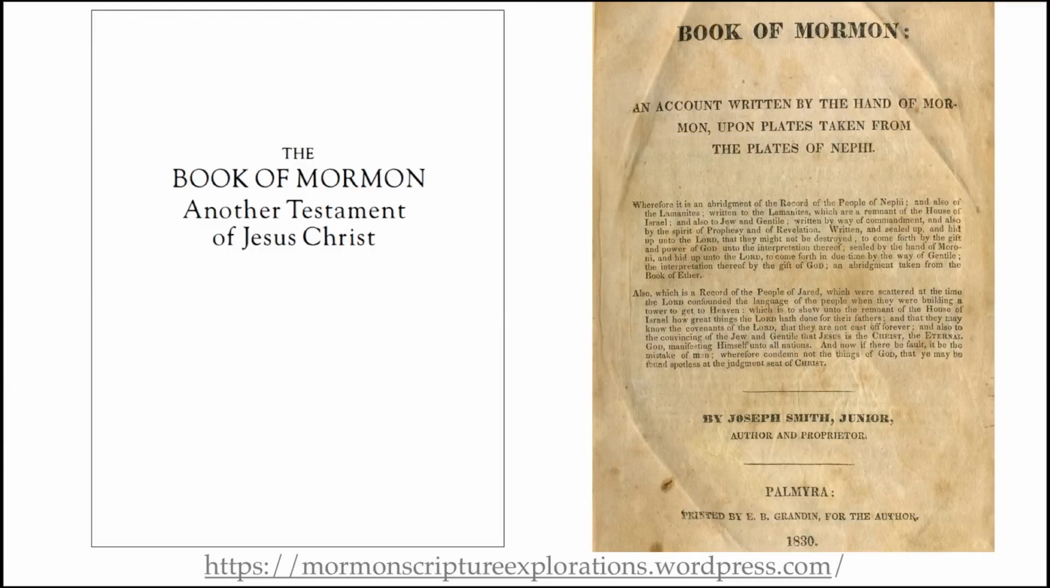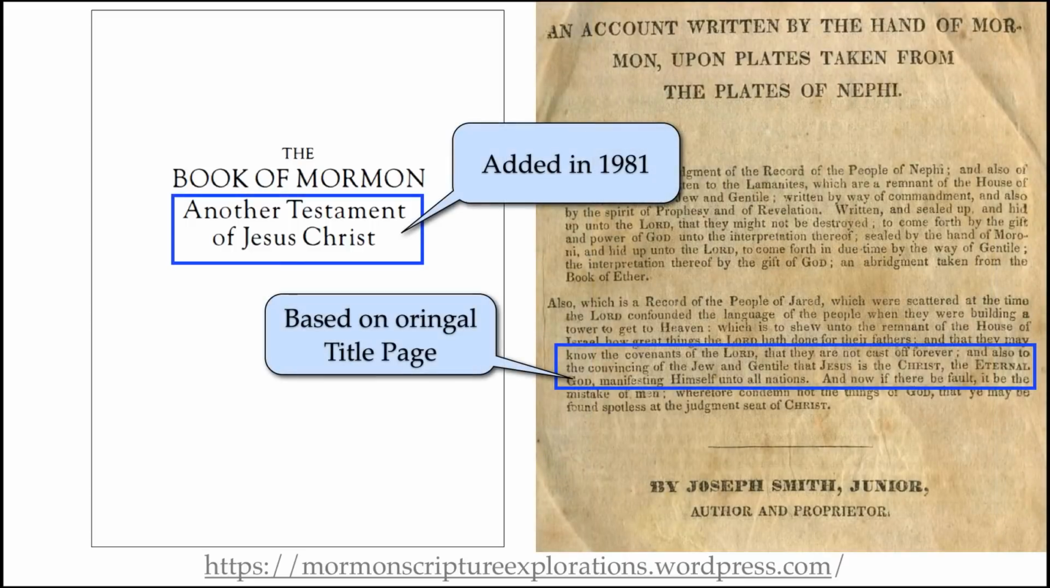Now, the current edition of the Book of Mormon has the title page we see on the left there, the Book of Mormon, Another Testament of Jesus Christ. That was not in the original title page, which we see on the right-hand side. So the title page has been changed slightly. It was added in 1981, but it's based on the area in blue there on the title page, which says the purpose of the Book of Mormon is to convince Jew and Gentile that Jesus is the Christ. So it is, in fact, a legitimate subtitle for the Book of Mormon, Another Testament of Jesus Christ, because the original ancient title page says exactly that.